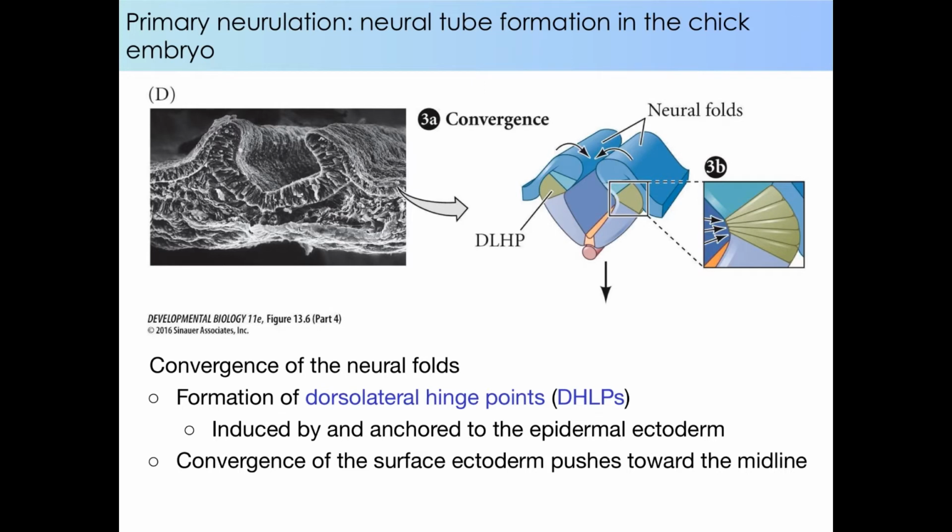After the medial hinge point leads to the formation of the neural groove, the epidermal ectoderm is going to induce the formation of dorsolateral hinge points. These are also, as you can see here, wedge shape. These dorsolateral hinge points are anchored to the epidermal ectoderm, and the association to the epidermal ectoderm is thought to be another mechanism for preventing the neural tube from folding outward. The ectoderm also pushes toward the midline, and that brings the neural folds together.